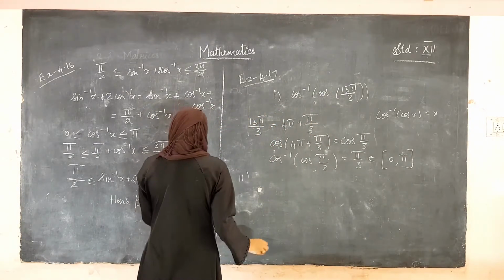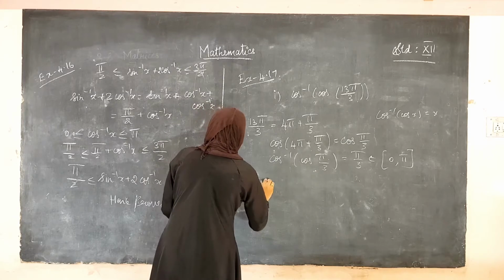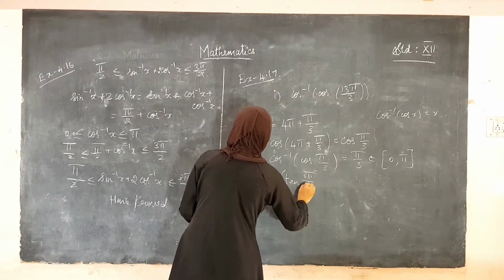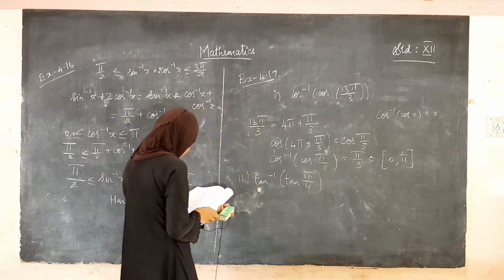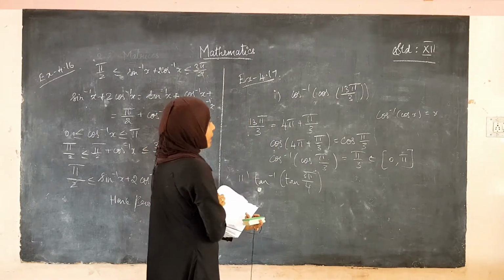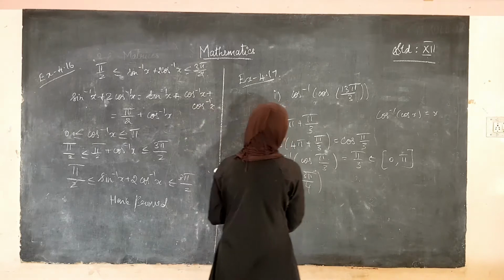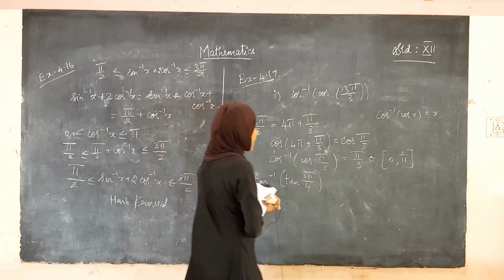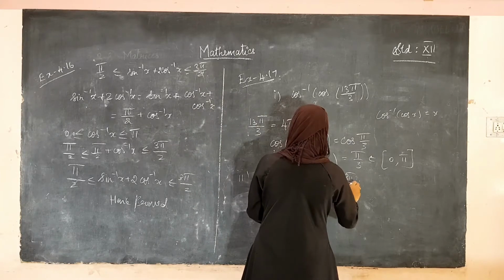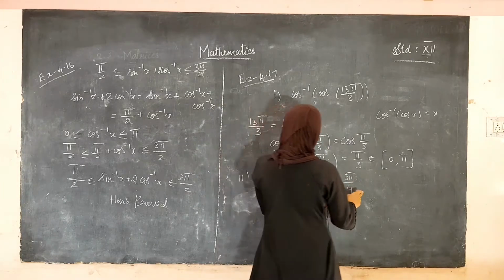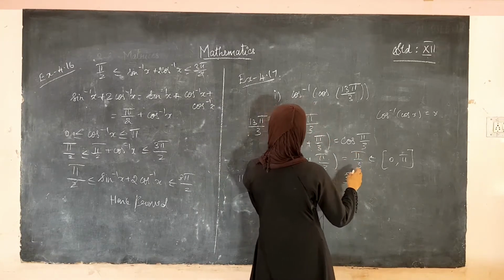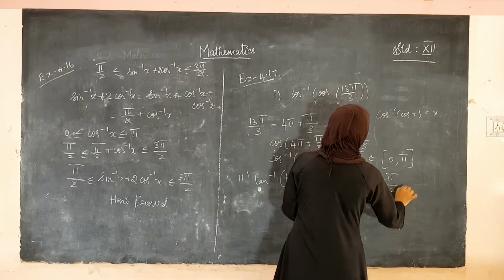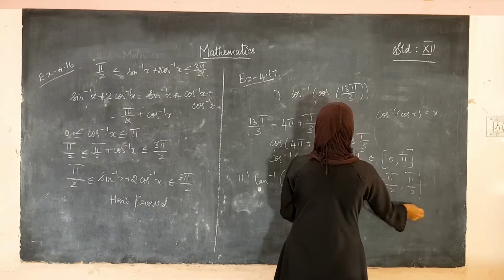Similarly, for the second one, tan inverse of tan of 3 pi divided by 4. We have a property for this: tan inverse of tan of x is equal to x. When we use that, we get the answer as 3 pi by 4. But what is the principal value range of the tan function? 3 pi by 4 does not belong to minus pi by 2 comma pi by 2. It does not belong to this.